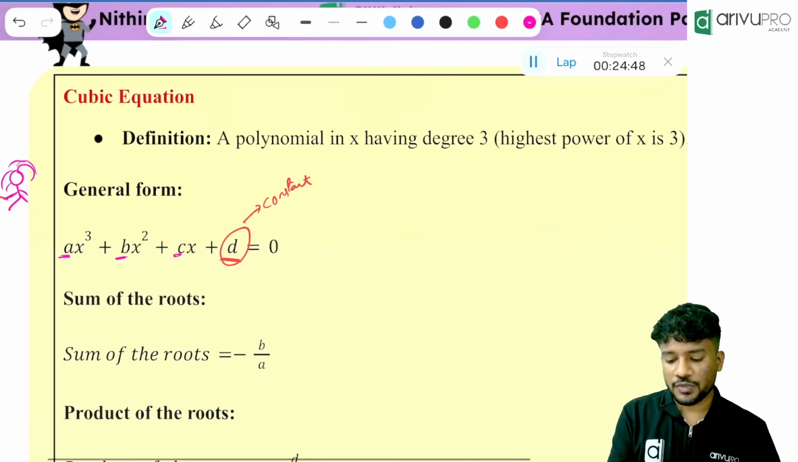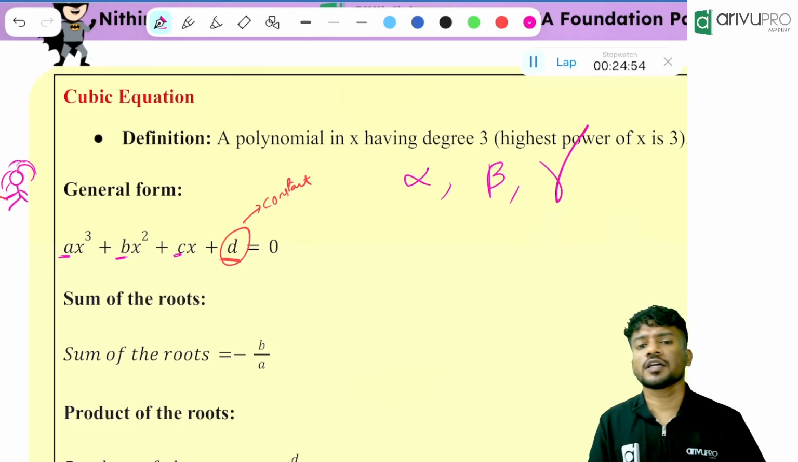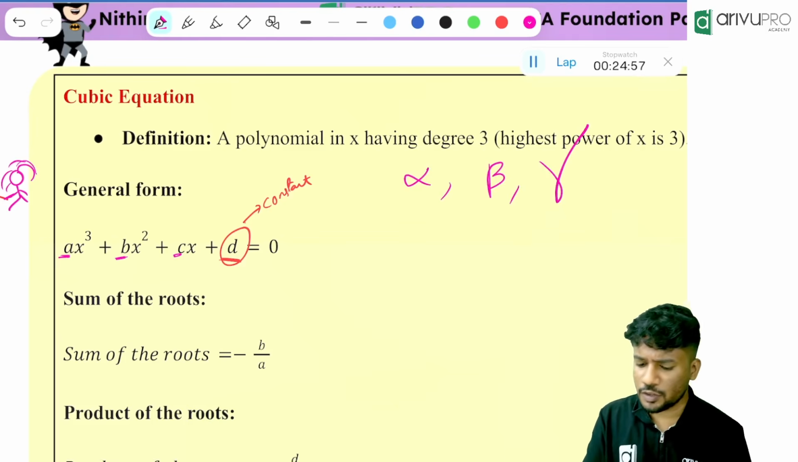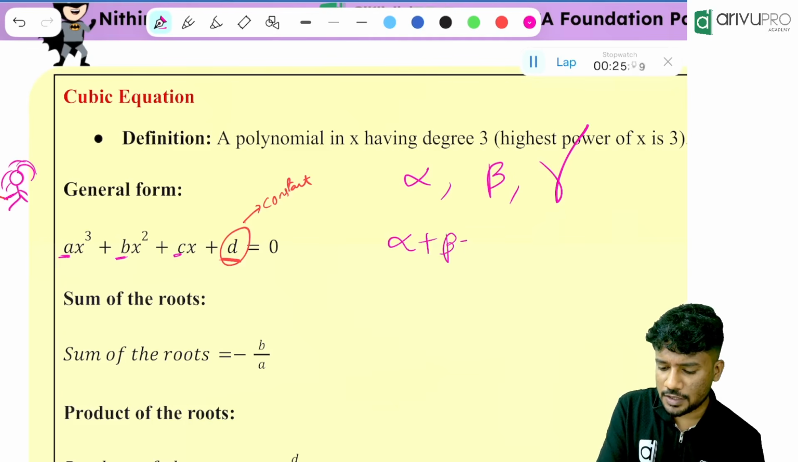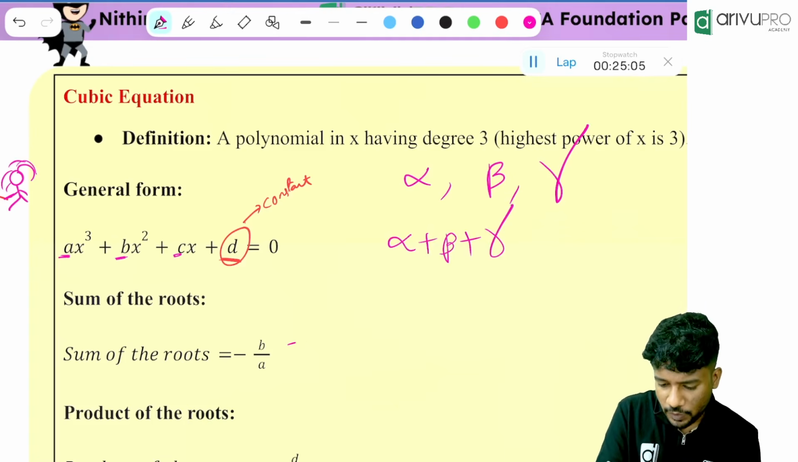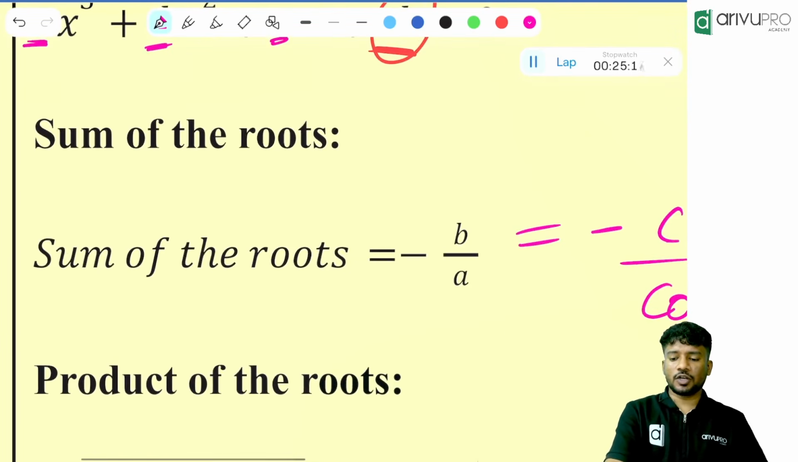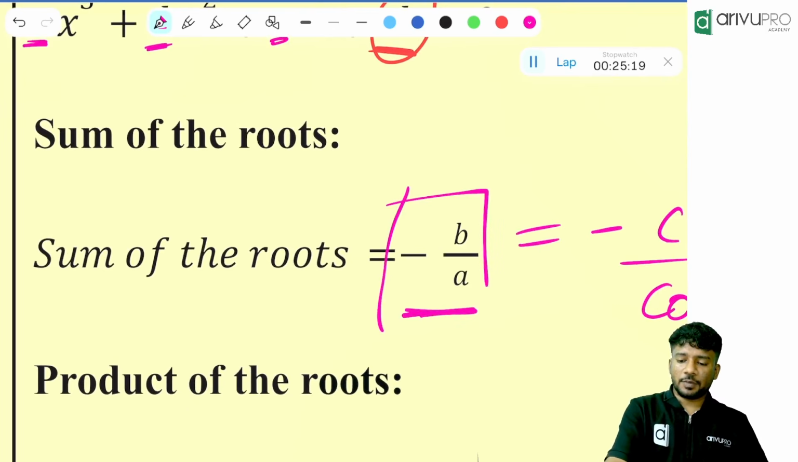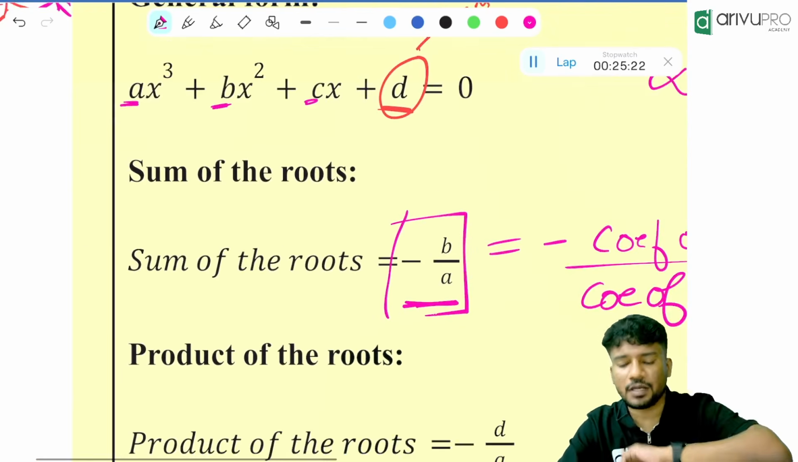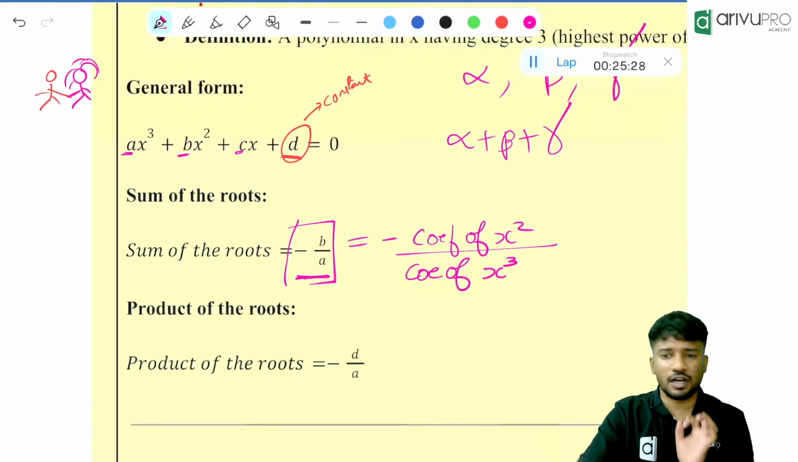Now, the first one, sum of the roots. For example, alpha, beta and gamma are the roots. Then sum of the roots means alpha plus beta plus gamma. Alpha plus beta plus gamma is nothing but minus coefficient of x square divided by coefficient of x cube. That is, minus b divided by a. Make a note of it, people. Sum of the roots is nothing but minus coefficient of x square divided by coefficient of x cube.